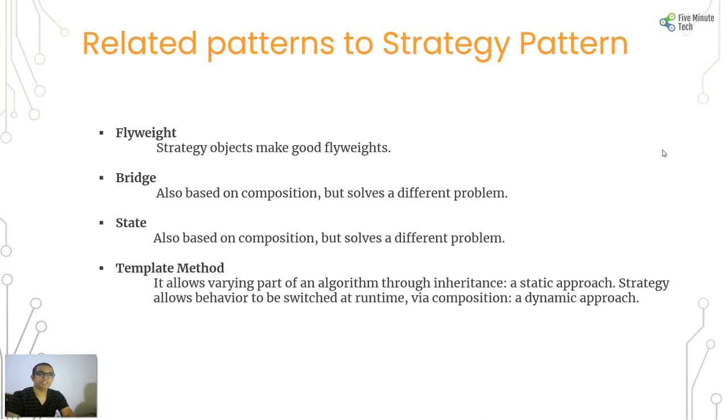Now, related patterns to strategy pattern are flyweight, bridge, state, and template method. Strategy objects make good flyweights, whereas bridge and state are also based on composition, but they solve different problems. Template method allows varying part of an algorithm through inheritance, a static approach. Strategy allows behavior to be switched at runtime via composition, which is a dynamic approach. So that was all about the strategy pattern.